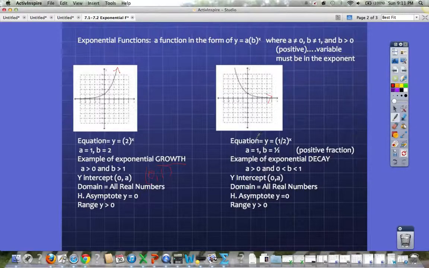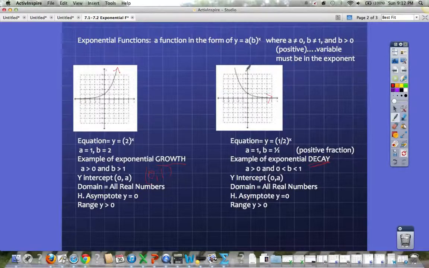Alright, so this equation would be, in this particular graph, y is equal to 1/2 raised to the x power. Again, there is nothing in front, so that's an understood a is equal to 1. B is whatever is next to the x. That's 1/2, and it must be a positive fraction. Okay, it must always be a positive fraction. It cannot be 1, and it cannot be a negative fraction for it to be an exponential decay. This one is a decay.